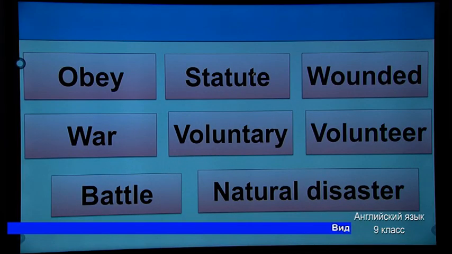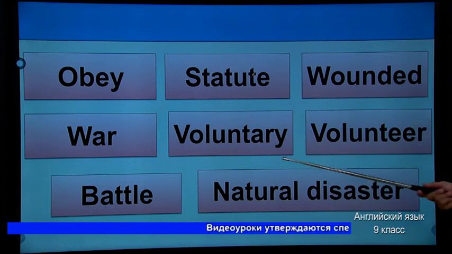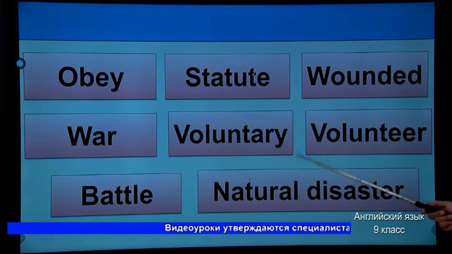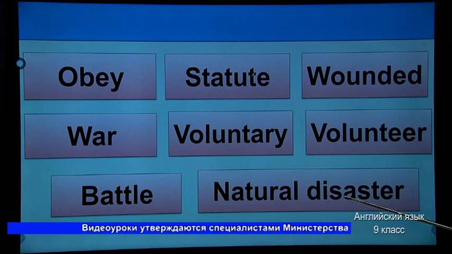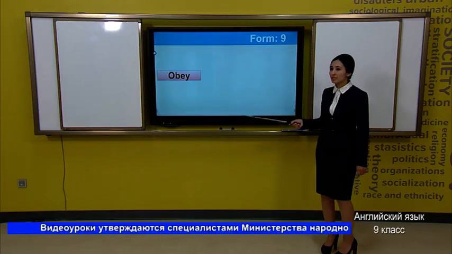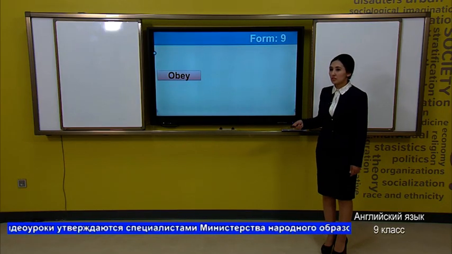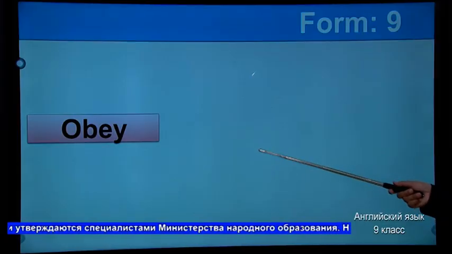Before starting our new lesson, let's enrich your vocabulary. We have some new words for you. Obey, statute, wounded, war, voluntary, volunteer, battle, natural disaster. What do you think? What kind of definition can we give to the word obey?